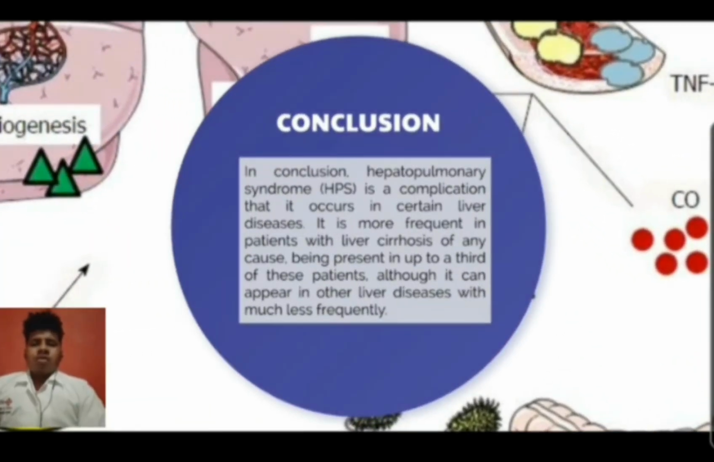Conclusion. In conclusion, hepatopulmonary syndrome is a complication that occurs in certain liver diseases. It is more frequent in patients with liver cirrhosis of any cause.